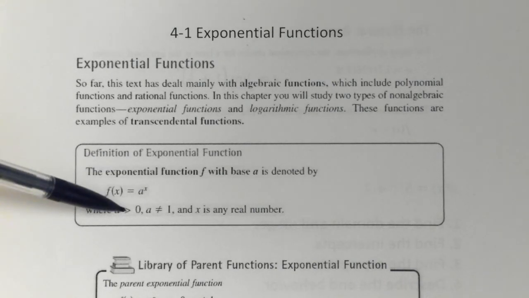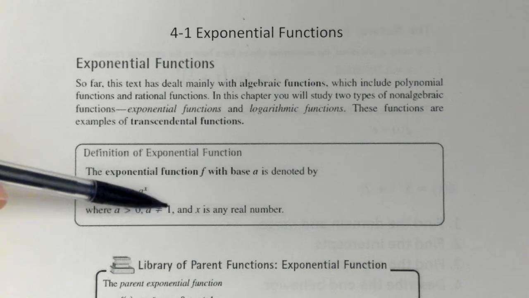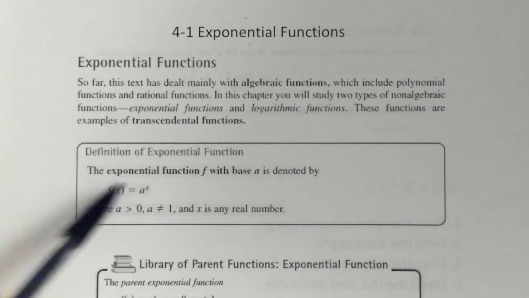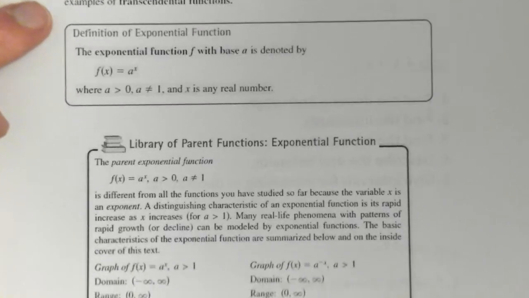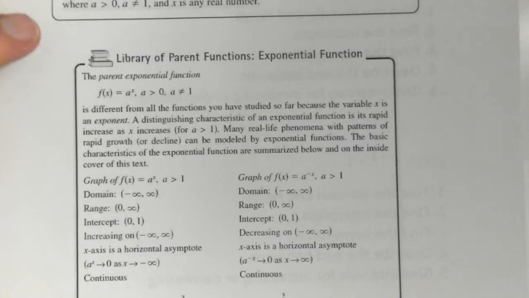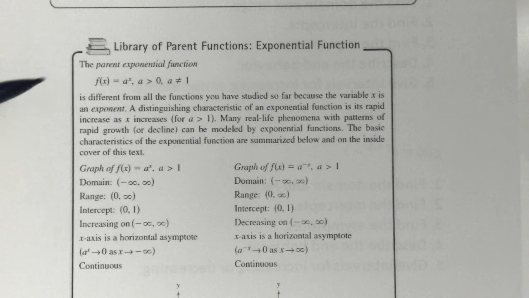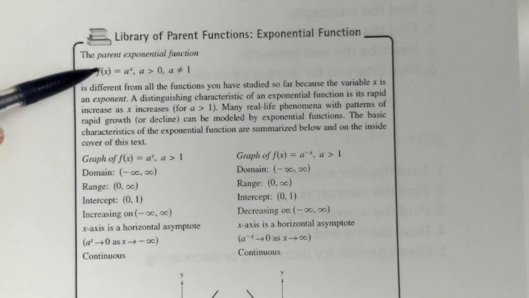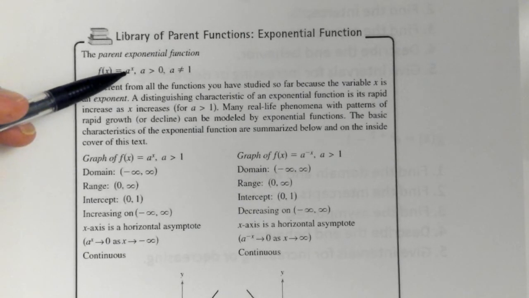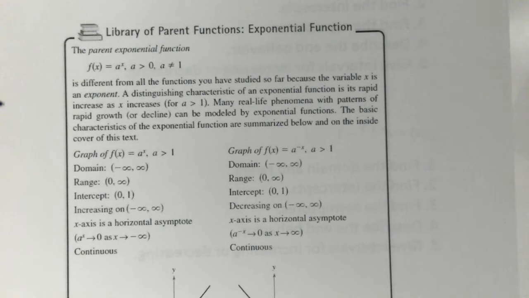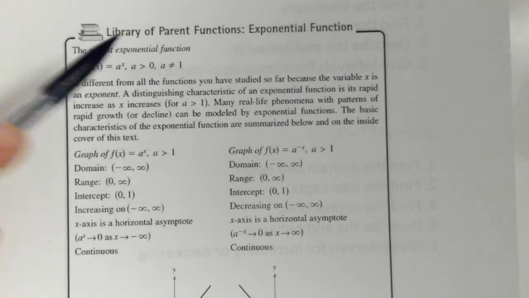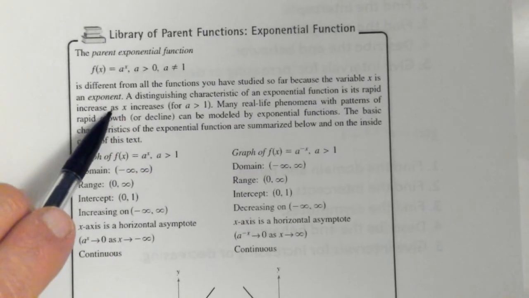Of course, the a must be greater than 0, right? And my a also cannot be 1, and then x has to be a real number, right? So from here, we're kind of looking at some of the characteristics of the parent function. So the parent function for exponential would be f of x equals a to the x power, all right? And so this is really the first function that we've studied where x is the exponent.